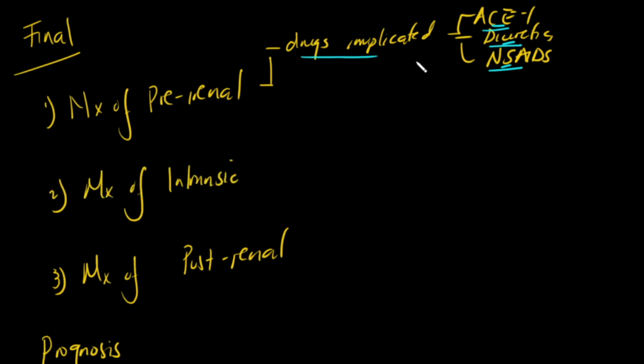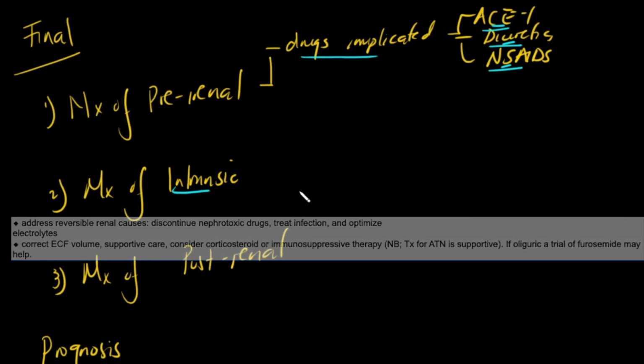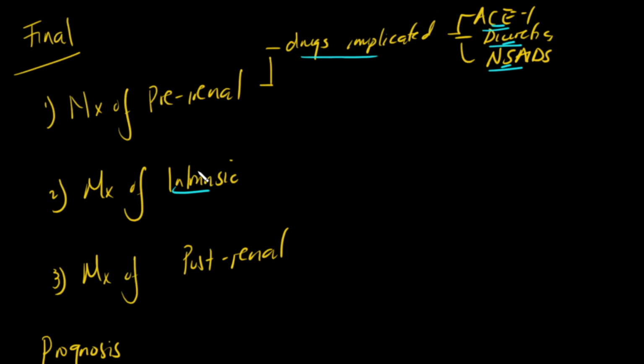Moving on to intrinsic. Remember in intrinsic you want to address the reversible renal causes, which means you discontinue the nephrotoxic drugs, you treat the infection, and you optimize the electrolytes. Remember to correct your ECF volume. You typically give supportive care, consider corticosteroid or immunosuppressive therapy, especially in treatment of acute tubular necrosis. It's typically supportive. If oliguric, a trial of furosemide may be of help, as we have mentioned. So that's very useful to consider.